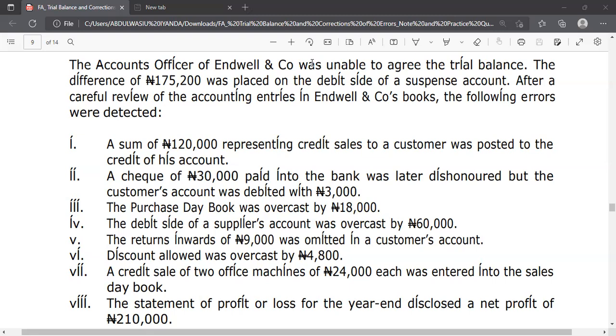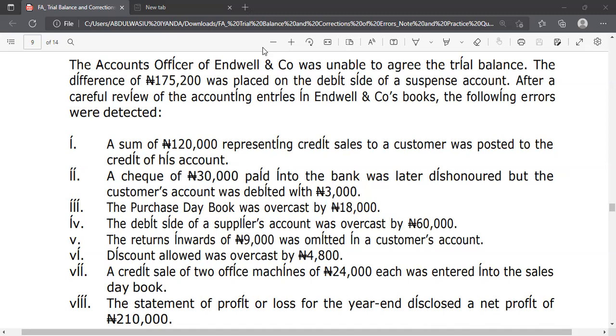So debiting the customer is correct. Debiting the customer account is what is correct. What is wrong here is the amount. It's supposed to be 30,000 naira. You debited the customer account with 3,000 naira.